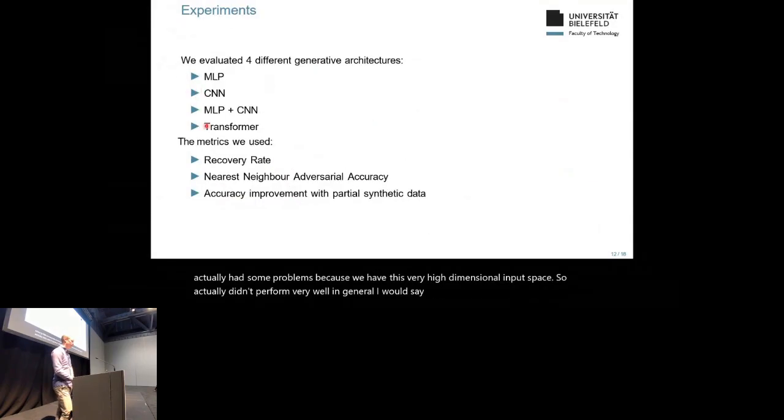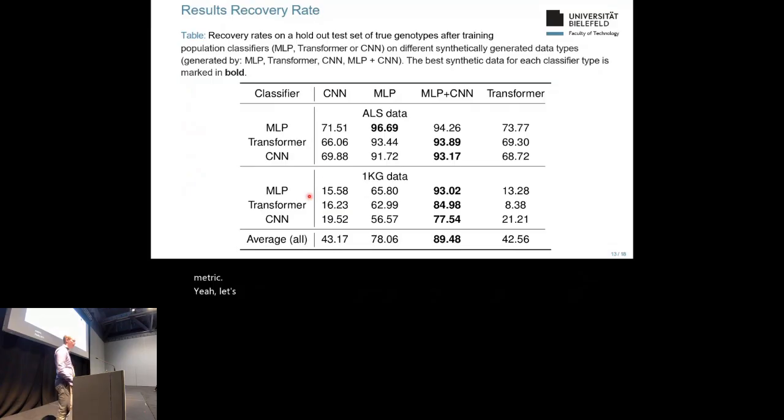So what we did, we tried out 4 different architectures. As I said, also combinations are possible, so that's what we did here. And we have these three different metrics: this recovery rate, nearest neighbor adversarial accuracy, and we have a use case, I would say, for practitioners. Maybe this is not really a metric. Okay, let's first go into this recovery rate results.